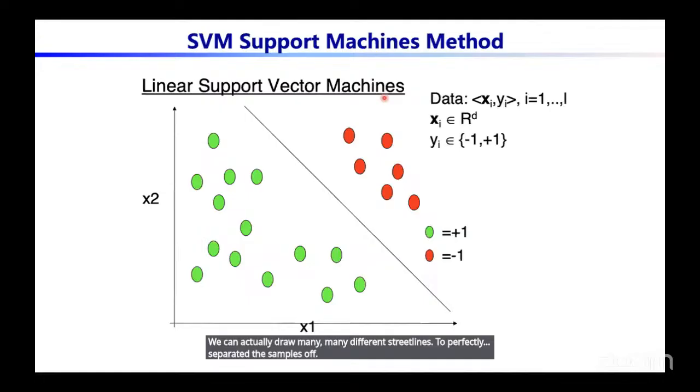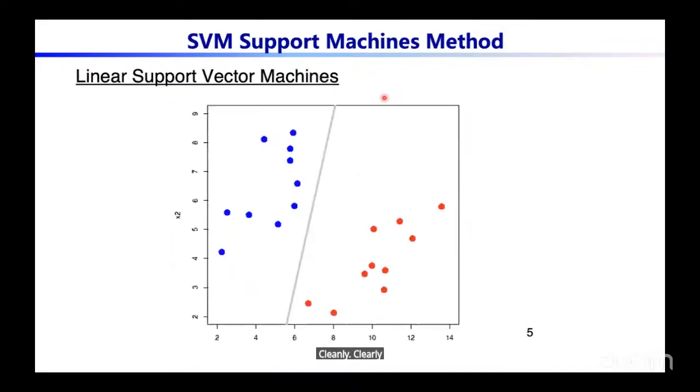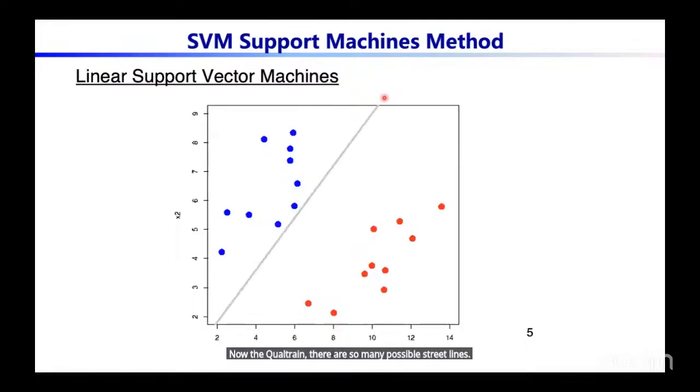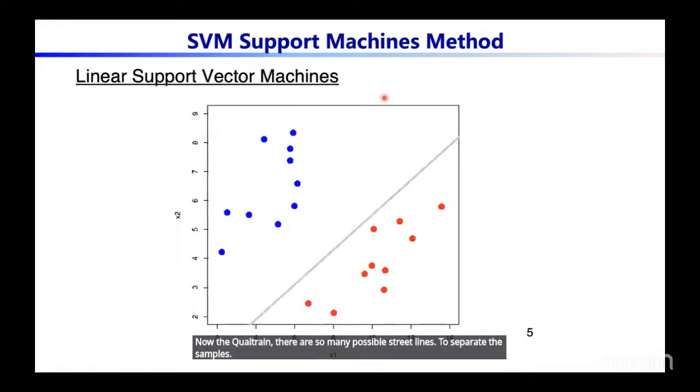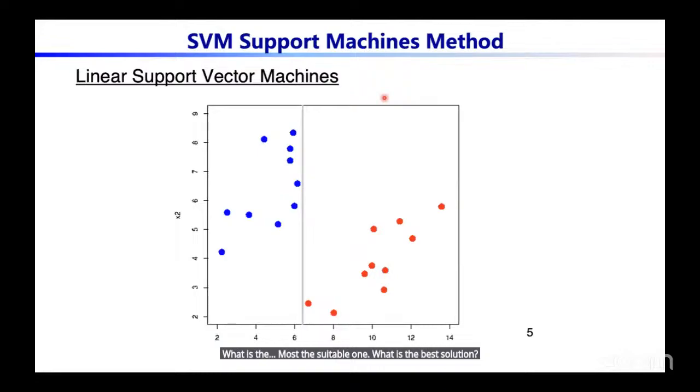Of course, perfect here doesn't mean the best one. It means that we can clearly separate the samples. Now the question is, there are so many possible straight lines to separate the samples. What is the most suitable one? What is the best solution for the borderline? The method that determines the best solution is called support vector machines.